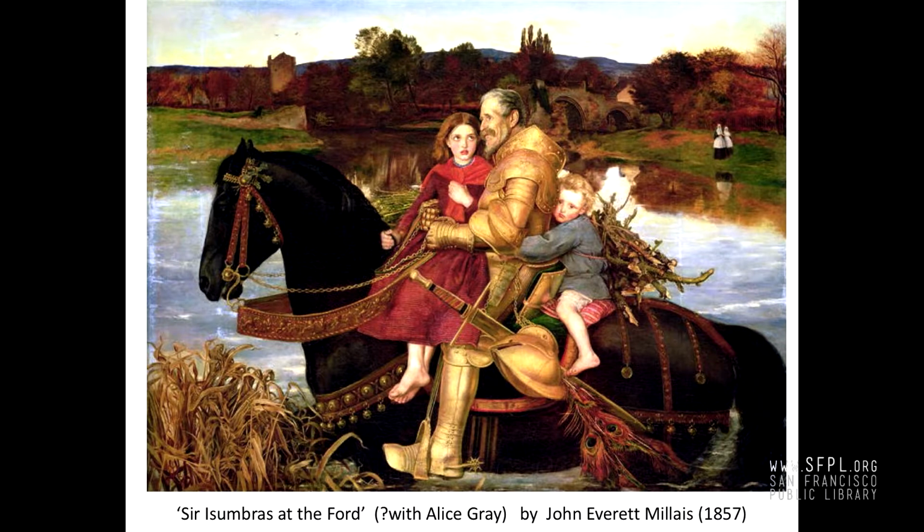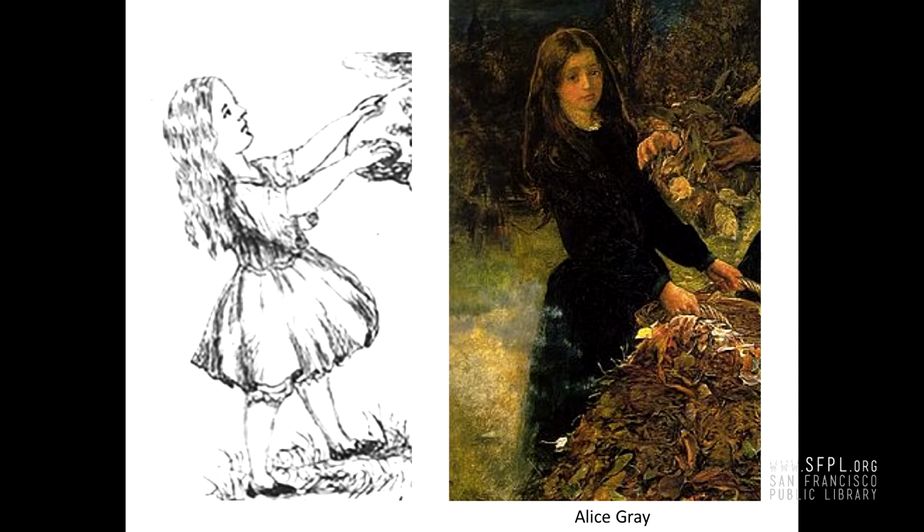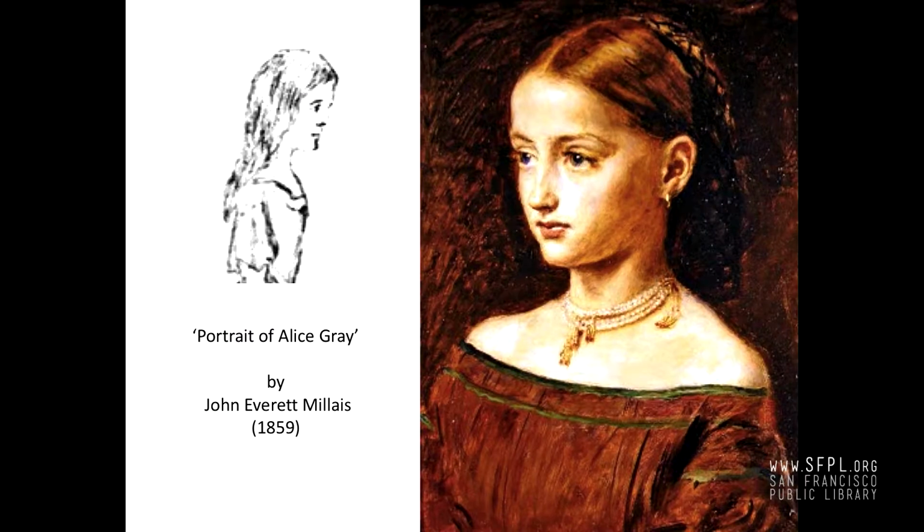This appears to be Alice Gray, her younger sister. And here's another painting which is definitely identified as Alice and Sophie Gray at a young age, 11 and 13. So here's Alice Gray compared with one of Dodgson's illustrations.